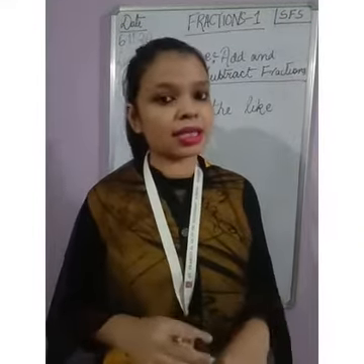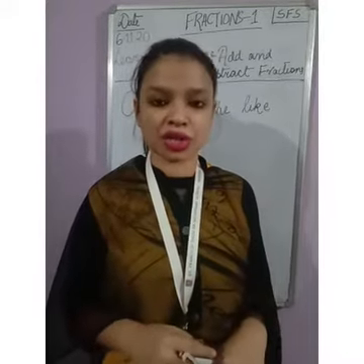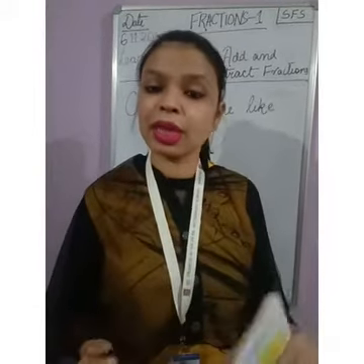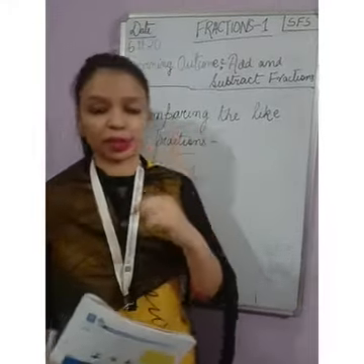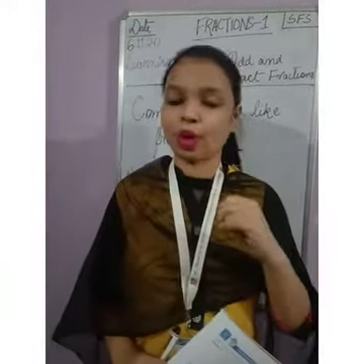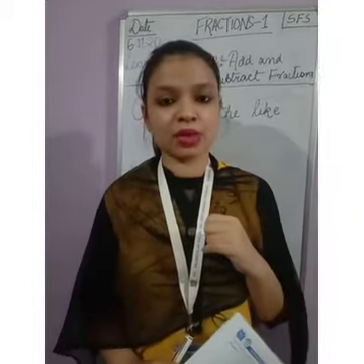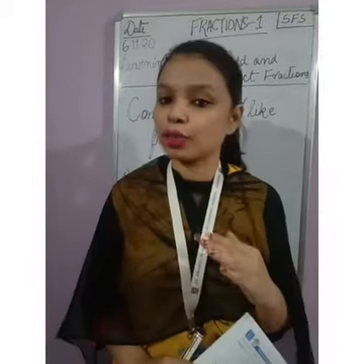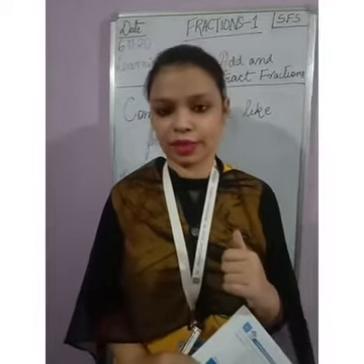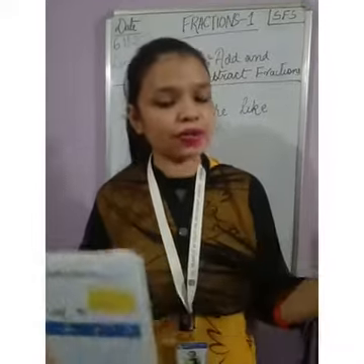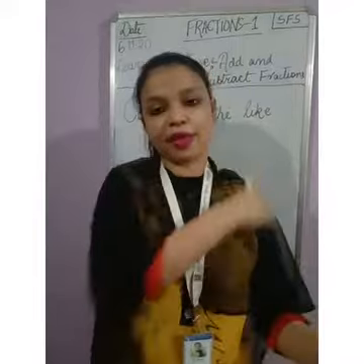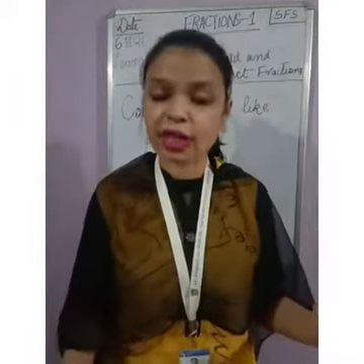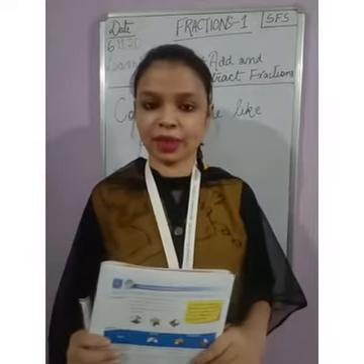Like fractions are those fractions which have the same denominator. A fraction is always represented by two numbers, the top and the bottom number. The top number is known as the numerator and the bottom number is known as the denominator. If all the fractions have the same denominator, they are known as like fractions. And if they have different denominators, they are known as unlike fractions.